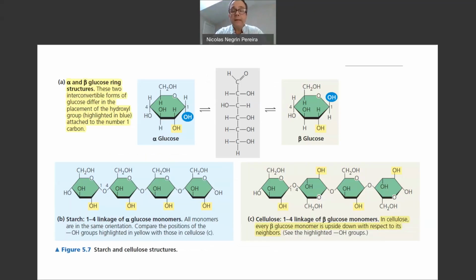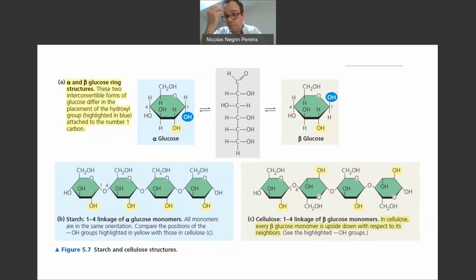And this is a diagram that explains very well the difference between the alpha glucose unit and the beta glucose unit. These are two interconvertible forms of glucose that differ in the placement of a hydroxyl group attached to the first carbon, sometimes called carbon 1 or alpha. When the hydroxyl group is in the upside position, it is called beta glucose. So the linkage between two beta glucose units is what we call the beta 1,4 linkage, which is typical of cellulose.